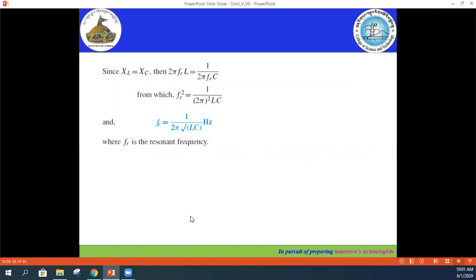Okay, now how to calculate the resonance frequency? Using that concept, since XL is equal to XC, if you substitute here, XL is equal to 2 pi. Now here we are just writing FR to indicate the resonance frequency. So the original expression is XL is equal to 2 pi F times L, right? Now that one is equal to 1 by 2 pi FR C. Now if we equate these, you'll get FR is equal to 1 by 2 pi root of LC. Now this is the expression to calculate the resonant frequency.